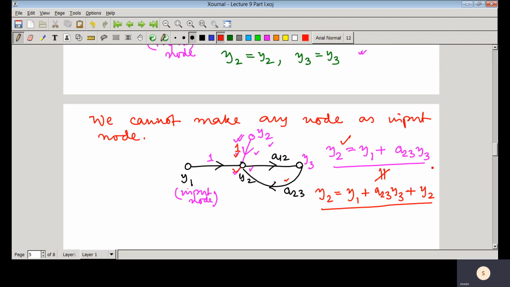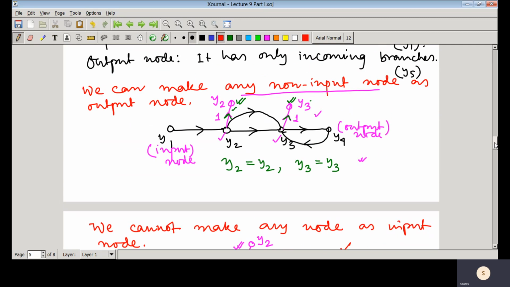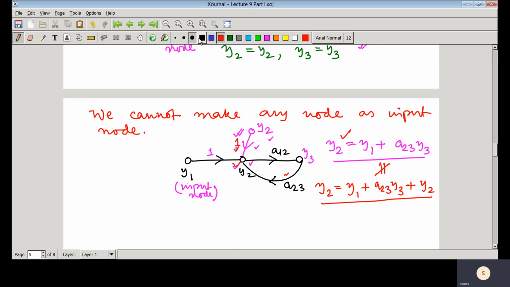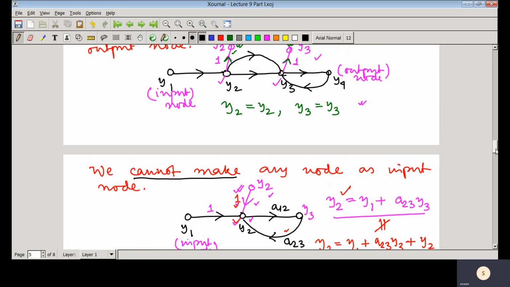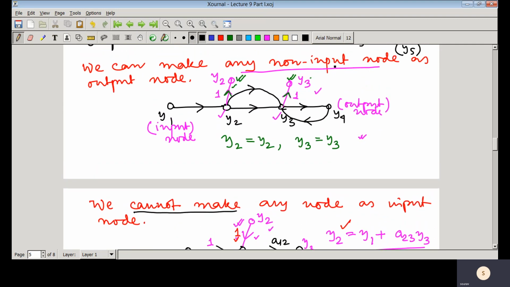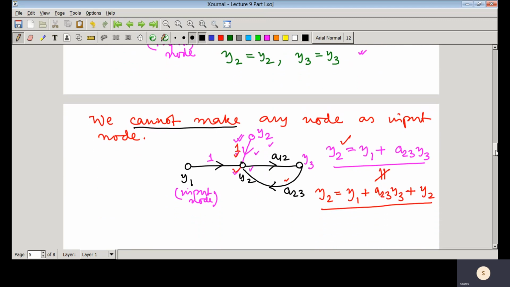So if you want to make a node an input node, just like the output node, you cannot do this. This is very important. In signal flow algebra, whenever you have a signal flow graph, any non-input node can be made an output node, but it is not possible for an input node. That means any node cannot be made an input node.